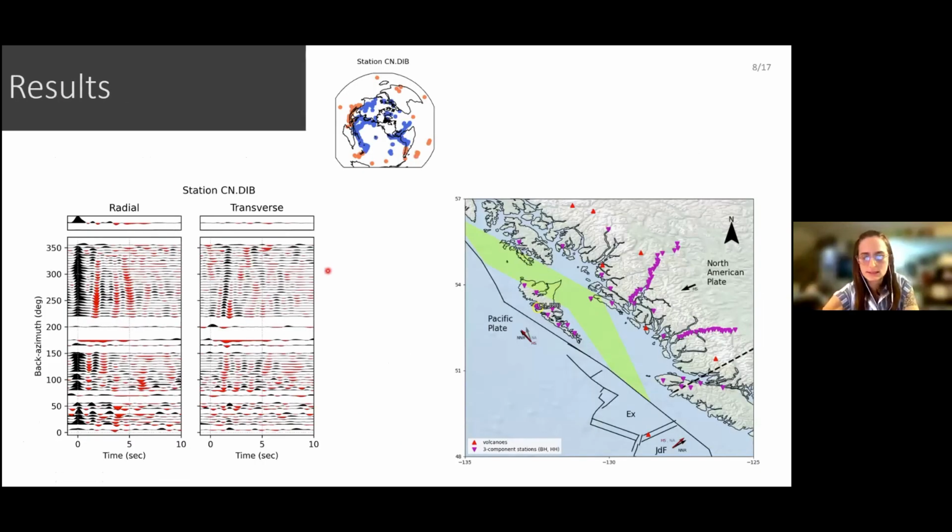So this is an example of our results for one of the stations on Haida Gwaii. This is station DIB. This here just shows the different phases we're using, so we have the P phases and the PP phases as well. And this is what the receiver function looks like. If we look at the transverse component, we do have a 2π periodic signal.